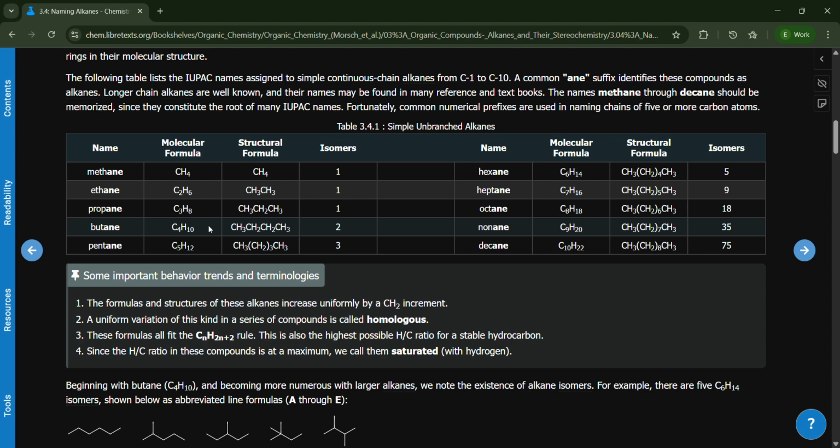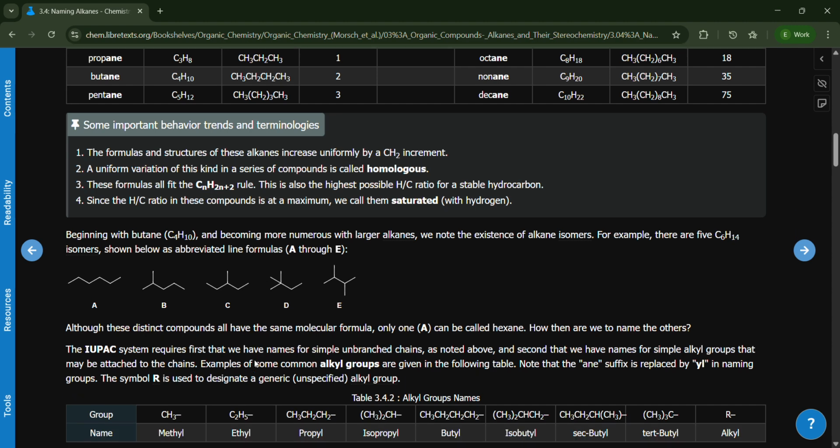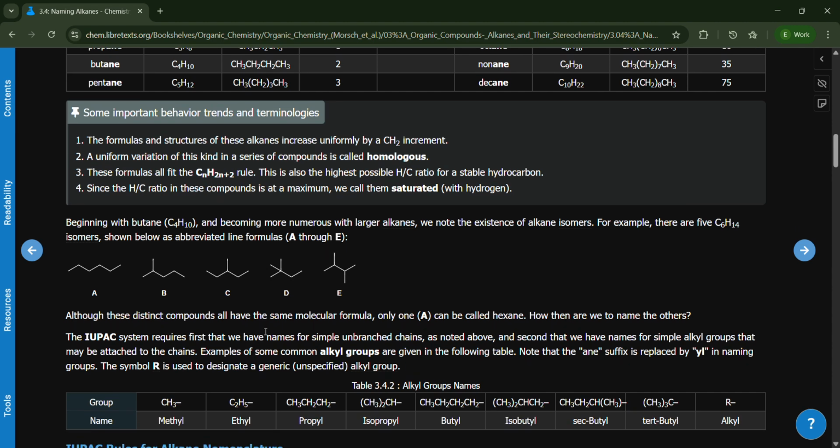This is also the highest possible H by C ratio for a stable hydrocarbon. Okay. Since the H by C ratio in this compound is at maximum, we call them saturated with hydrogen. Okay. Beginning with butane C4H10 and becoming more numerous with larger alkanes, we note the existence of alkane isomers. For example, there are 5 C6H14 isomers as shown below as abbreviated line formulas A through E.